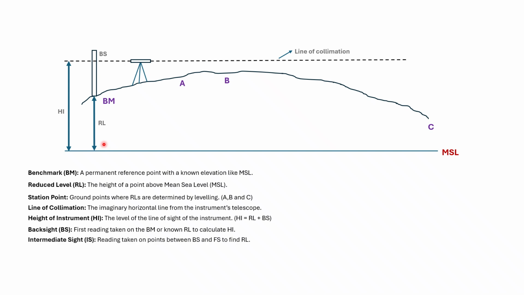The intermediate sight is the reading taken on a point between the backsight and the foresight to find the reduced level. It is the intermediate point, means all the intermediate readings would be known as the intermediate sight. So let's say we are mounting the level staff at point A, and the reading on this staff would be known as the intermediate sight. The last reading from the current instrument setup before moving is known as the foresight. So this is the foresight.